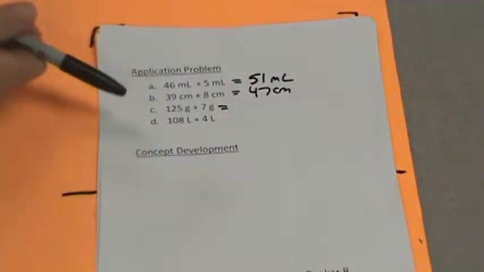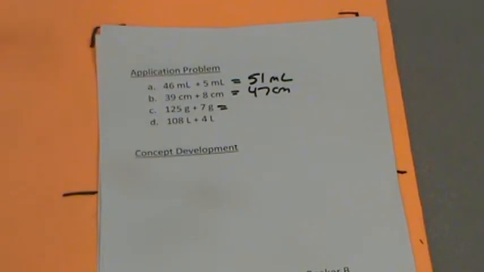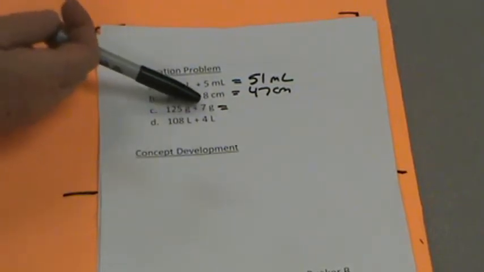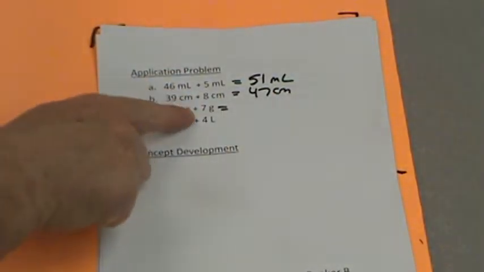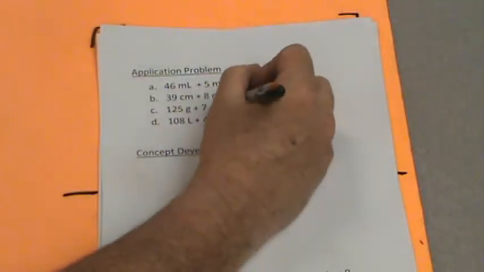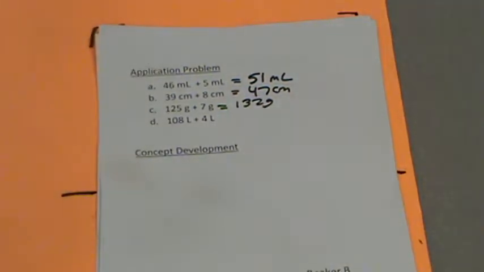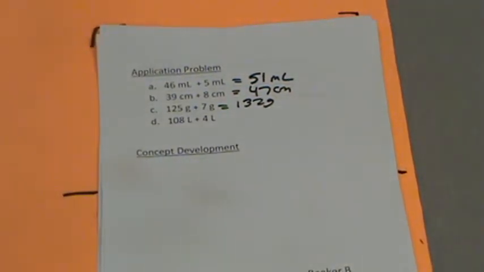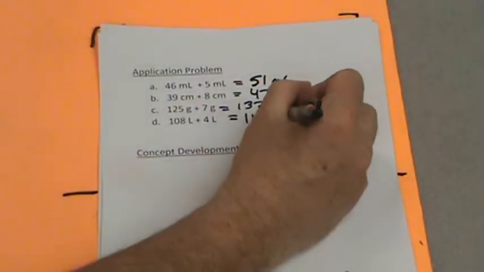We'll continue on with this, 125 grams plus 7 grams. Well, it's 5 grams to get to 130. Then if I took away 5 from 7, I'd have 2 left. So it would be 125, 126, 127, 128, 129, 130. There'd be 2 left over on the 7, so it'd be 132 grams. And finally, 108 liters plus 4. Well, think about skip counting on 4. 0, 4, 8, 12. 8 plus 4 is 12, so this would equal 112 liters.